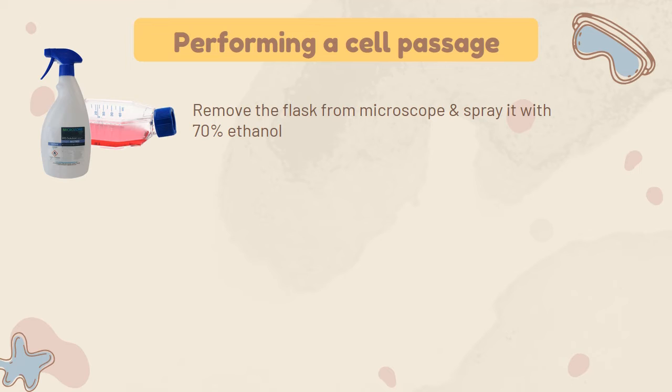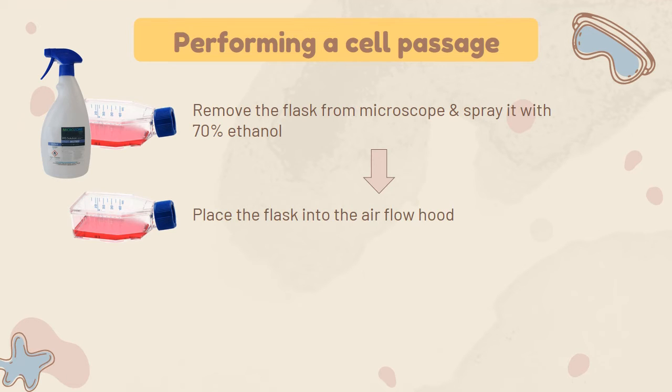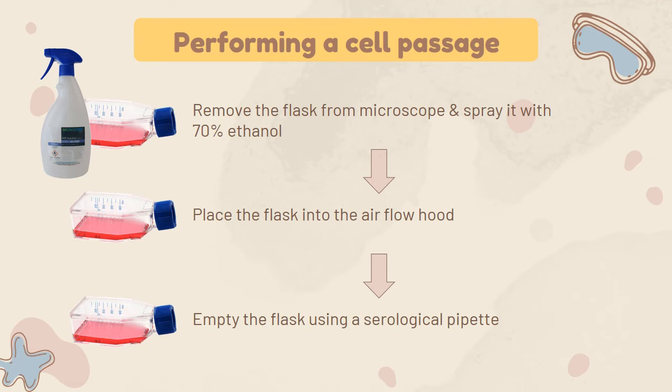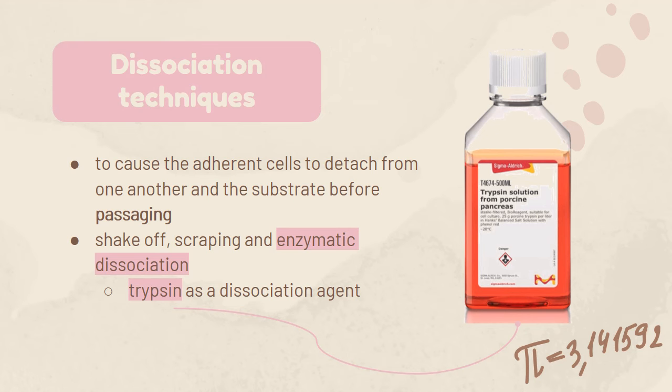The first step in performing a cell passage is to remove the flask from the microscope and spray it with 70% ethanol. Then place it in the airflow hood. Then empty the flask using a serological pipette. When using adherent cells such as fibroblasts, we need to detach them from the flask before passaging to count them and seed them on a new flask. Common dissociation techniques include shake-off, scraping, and enzymatic dissociation. One example of a dissociation agent under enzymatic dissociation is trypsin, which was used in the experiment.